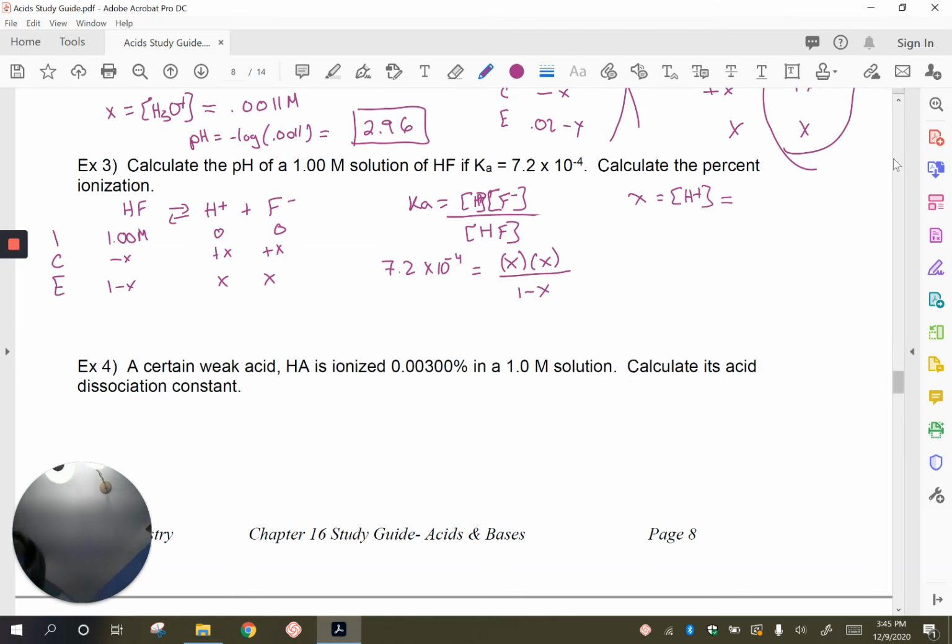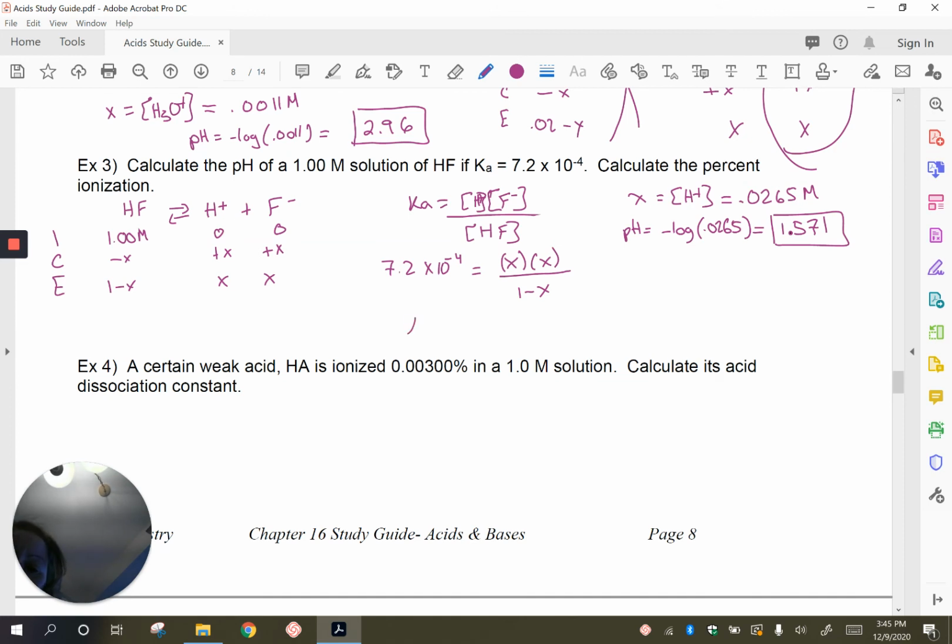And I got 0.0265 molar. So my pH is the negative log of that. And I get 1.571 as my pH. The other part of the question asked you, what is the percent ionization?